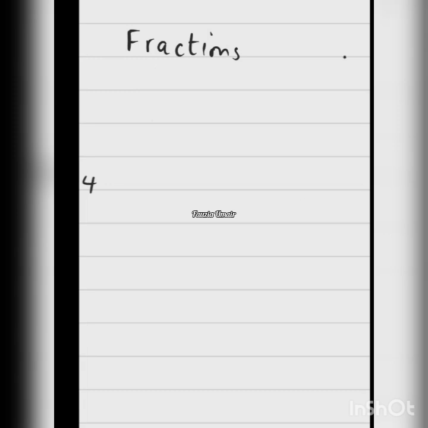So now come the fractions. In the fractions also, we will discuss them separately. First is addition and subtraction of fractions. So can anyone recall how to add fractions or how to subtract fractions?